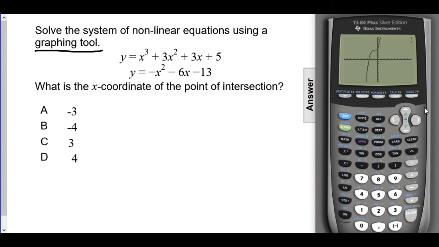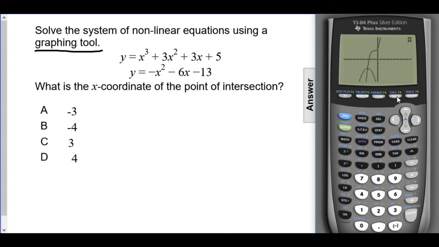Now that both equations are typed into the calculator, if I hit graph, I'll see a picture of what this system looks like. So here are my two equations graphed, and I can see where they're intersecting, but I can't exactly tell for sure what that point is.